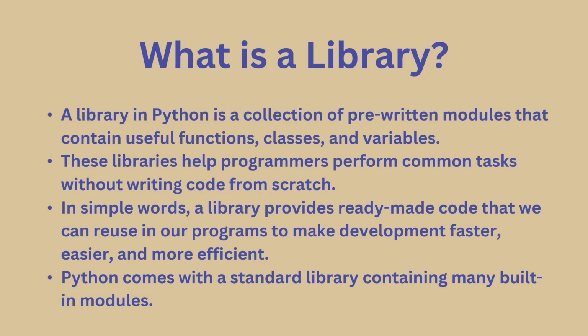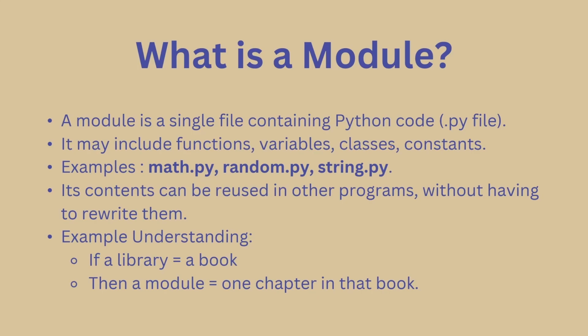So what is a library? A library in Python is a collection of pre-written modules that contain useful functions, classes, and variables. And what is a module? A module is a single file containing Python code. In this file we can have variables, classes, constants, functions, everything. That one single file with Python code is a module.